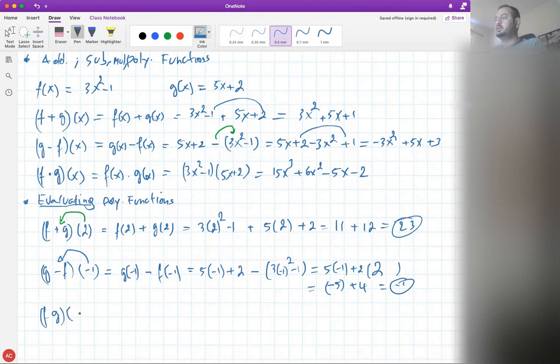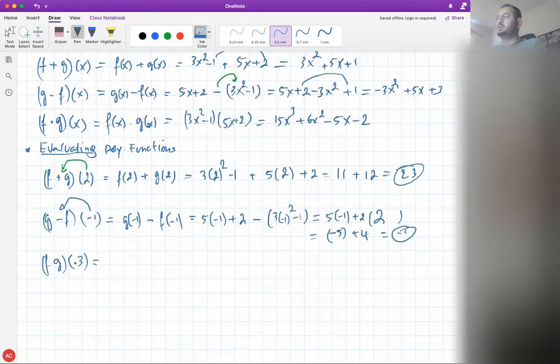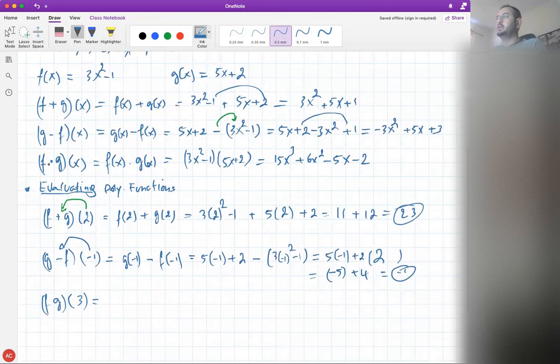(f·g) of some number, maybe 3. So (f·g) of 3, just like here, if we have x, it means f of x times g of x. If you have a number, you put that number here. So this will be f of 3 times g of 3. And again, we're going to put 3 into f. 3 into f means 3 is going to go here.